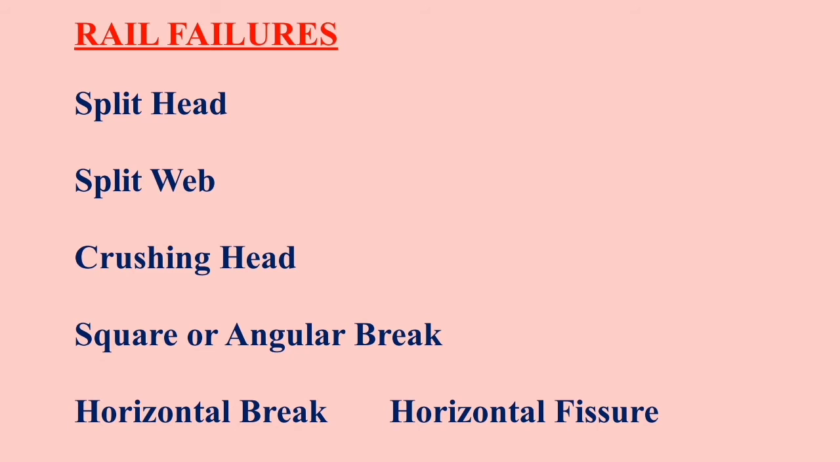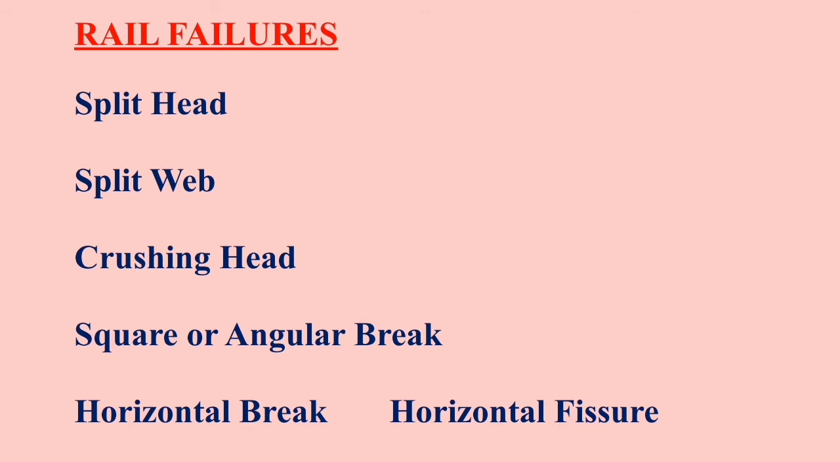Now, what is a square or angular break? It is a complete break of the rail. In the vertical plane, it is called a square break, while in the inclined plane, it is called an angular break. What is a horizontal break? A horizontal break occurs at rail ends between its head and web due to insufficient packing of ballast. Next one, horizontal fissure.